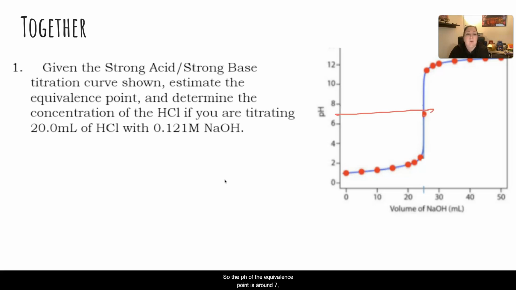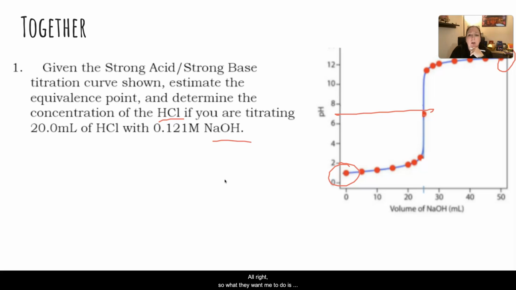So the pH of the equivalence point is around 7, which is further proof that this is strong acid, strong base. I know it's strong acid, strong base because they gave me those, but then I also know I'm starting between 0 and 2. I'm ending above 12, between 12 and 14. The equivalence point pH is 7. I mean, it's just beautiful. It's all lining up nicely.